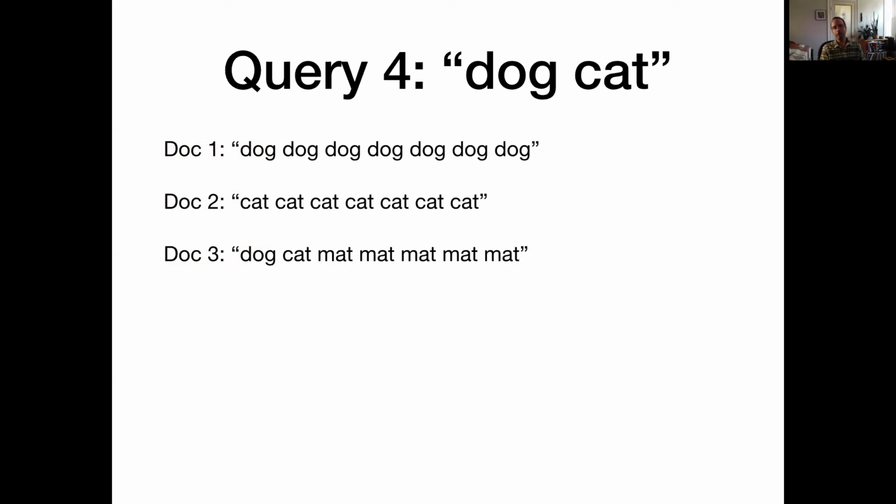Now, query 4 is what I think is a really interesting one. We're searching for dog, cat. Again, we have 3 documents. One is 7 dogs. The second one is 7 cats. And then we have document 3, which has dog once, cat once, and then a bunch of terms that don't occur in the query. And we have some guesses for document 3. Again, I'm seeing really great, spot-on intuitions coming out of the chat, so thank you.